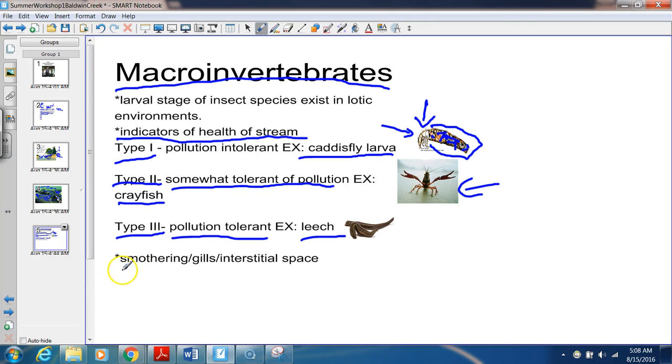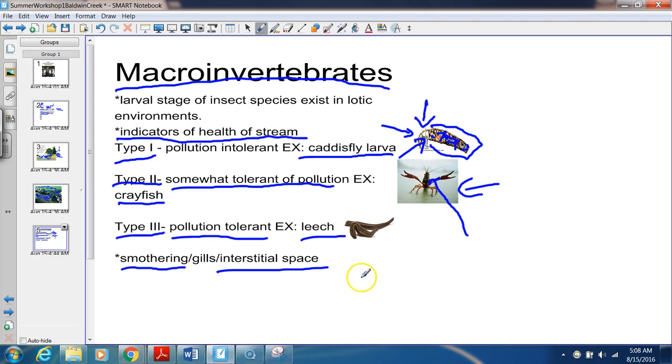Now, one of the things that I want to talk about is smothering. And smothering is when there's sediments in the water. Those sediments will actually get entrapped in the gills of the aquatic organisms. So aquatic organisms have gills, and they use those to breathe. The gills will get clogged with the sediment and silt, and then they die. So if there's more sediment and silt in water, then it's going to cause an increase in death of gill-breathing organisms.